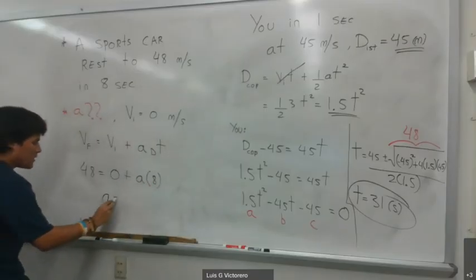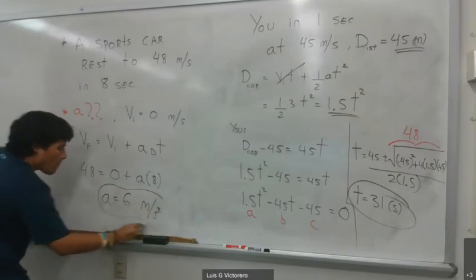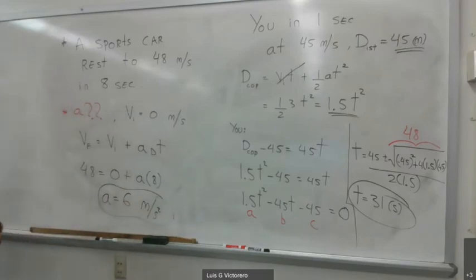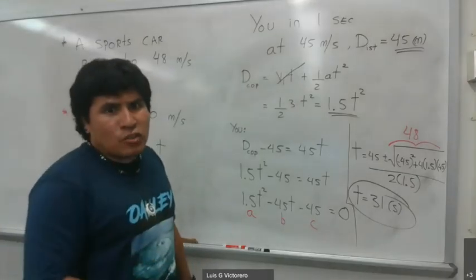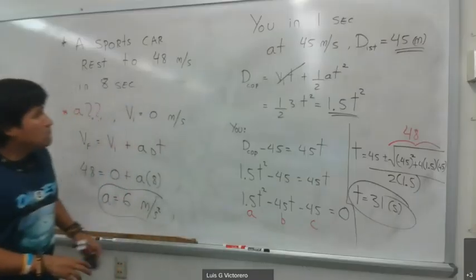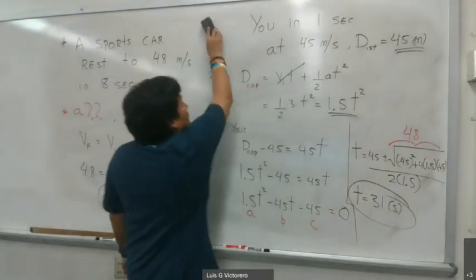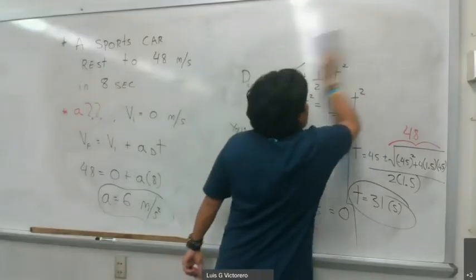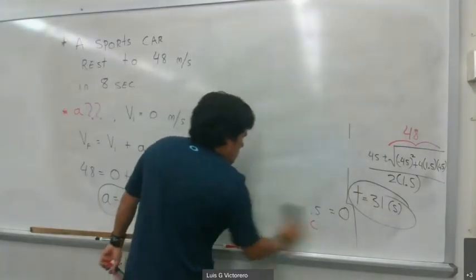So the acceleration is 6. Okay. So assuming the acceleration is constant, find the distance after 10 seconds. All right. We use this equation. The distance after 10 seconds.